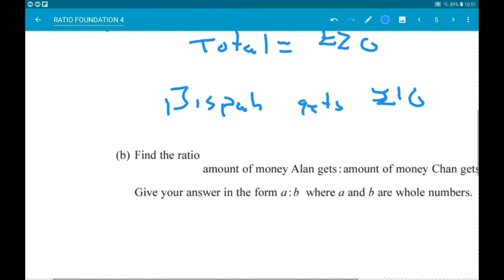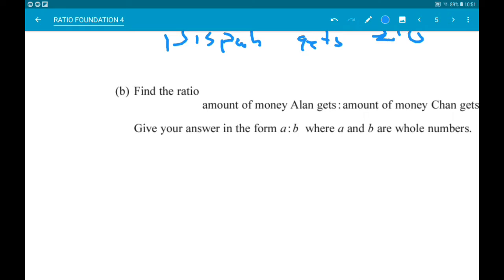Okay, and then for part B, we want to find the ratio, the amount of money Alan gets to the amount of money Chan gets. Give your answer in the form A to B, where A and B are whole numbers.